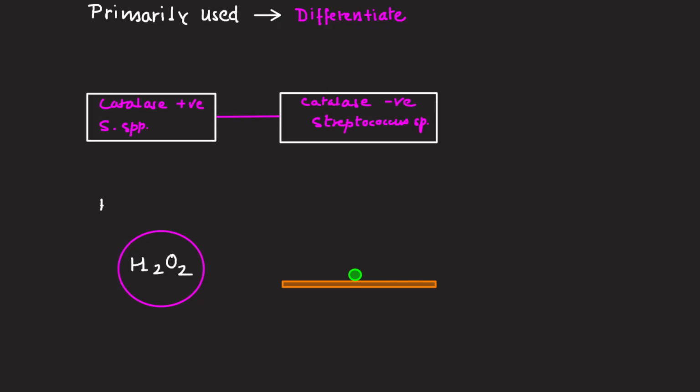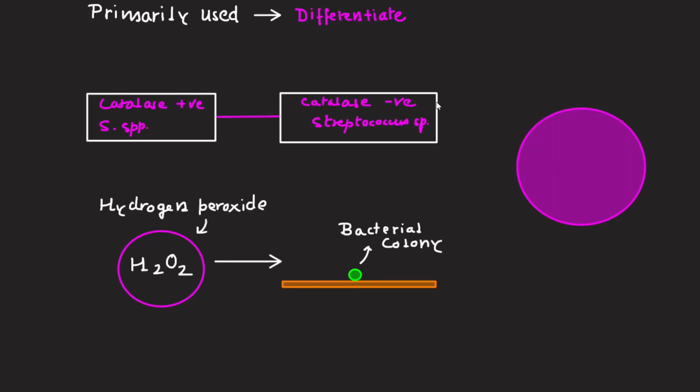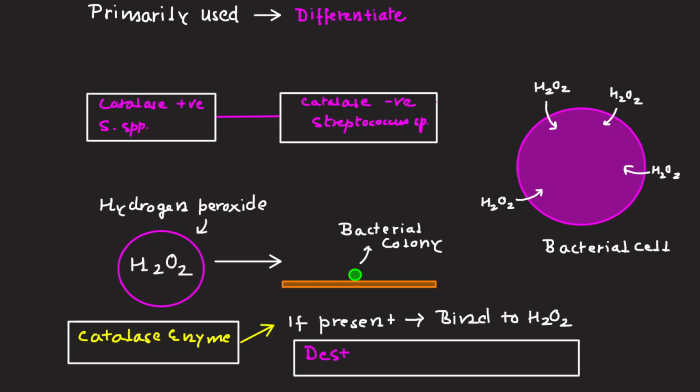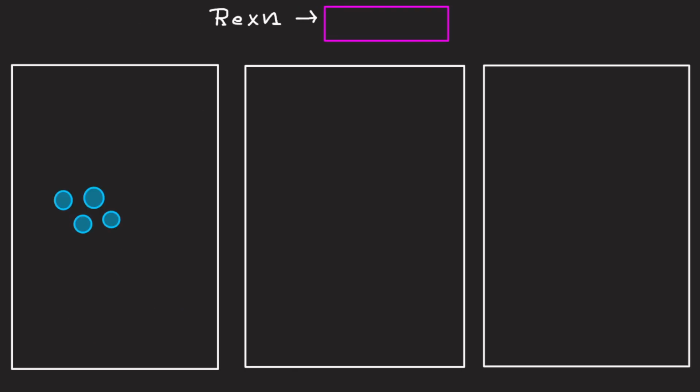When hydrogen peroxide is added to a bacterial colony, which can be from Staphylococcus, Streptococcus, or any other colony, it diffuses into the bacterial cell. It goes inside the bacterial cell. If the catalase enzyme is present, the enzyme will bind to the hydrogen peroxide molecules and facilitate their breakdown by destabilizing the oxygen-oxygen bond. This reaction occurs in 3 steps.